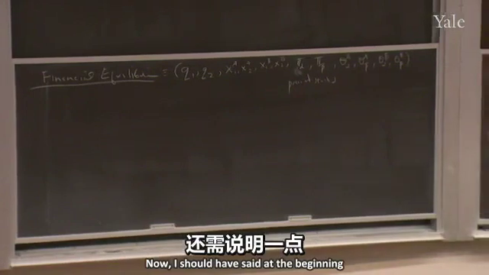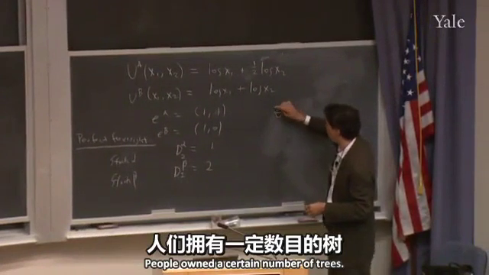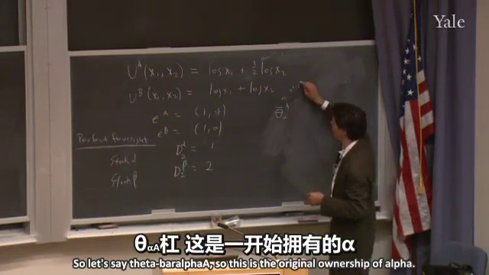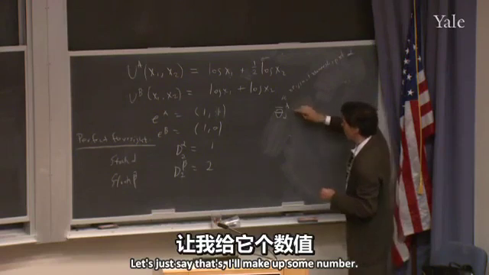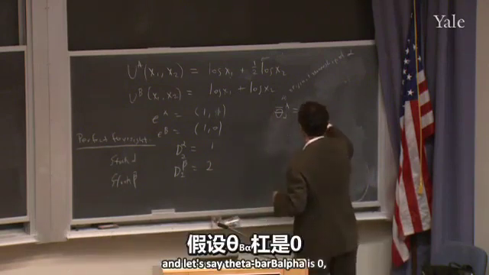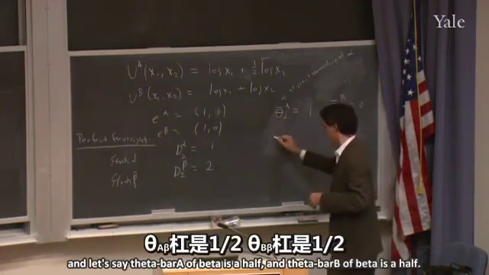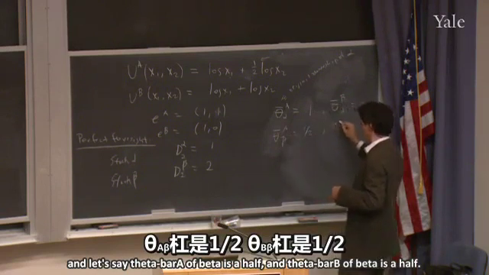Now, I should have said at the beginning, if these are trees producing apples, there was an initial stock, people owned a certain number of trees. So let's say theta bar A of alpha, this is the original ownership of alpha. Let's just say that, I'll make up some number, I might as well use the same number I thought of before. Let's say that's 1, and let's say theta bar B of alpha is 0, and let's say theta bar A of beta is a half, and theta bar B of beta is a half.